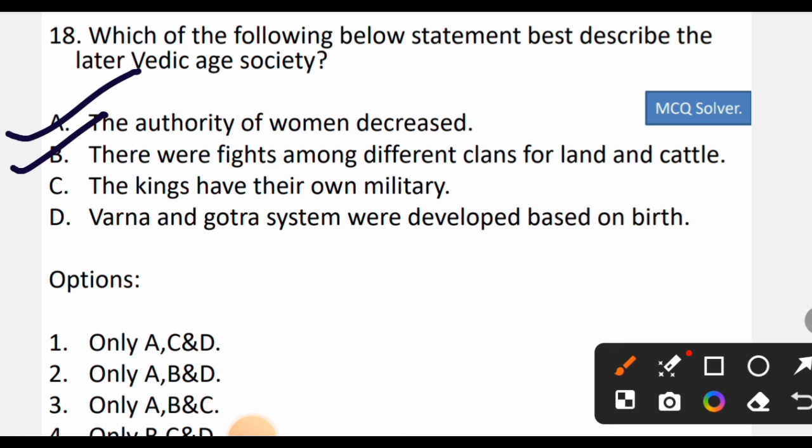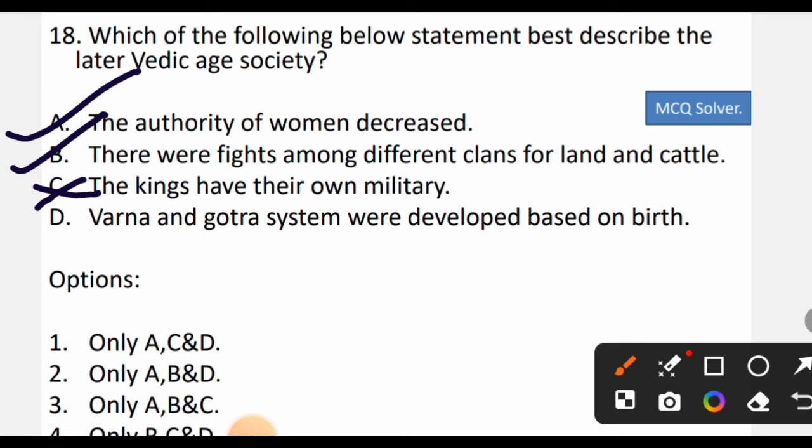When it comes to statement C, it is incorrect. During the later Vedic age, kings did not have their own military. They used to gather people from their own tribal group, and they used to fight with the rival king or group, and conquer their land and cattle. So C is the incorrect option.